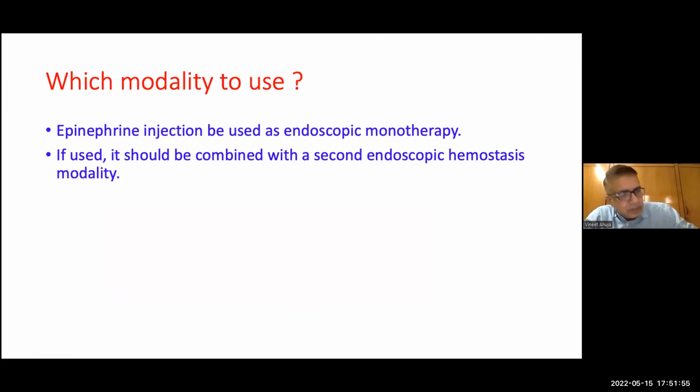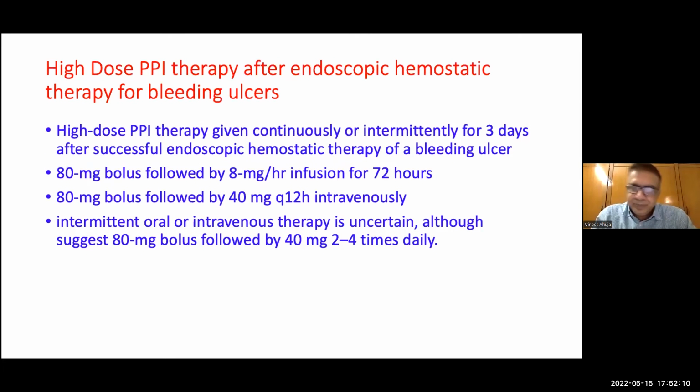So the question is which modality to use. Remember that epinephrine injection alone is no longer used as monotherapy. At least two modalities should be used, so you would combine epinephrine injection with a heater probe, or you would combine epinephrine injection with a clip or something like that.